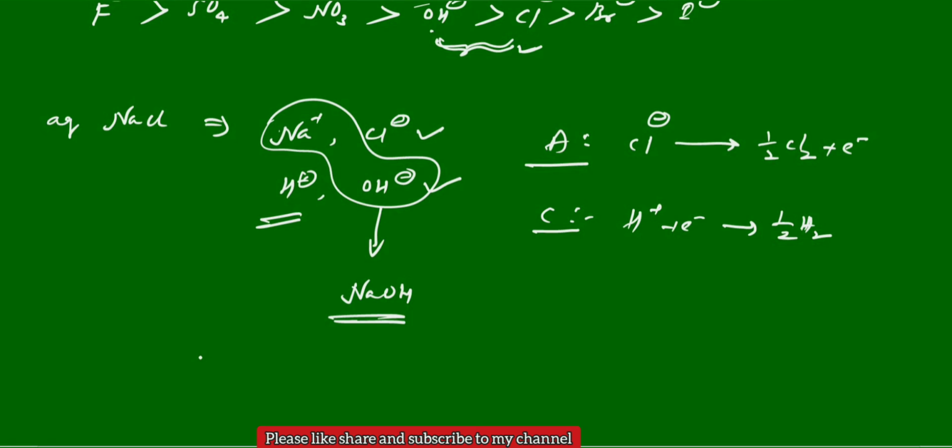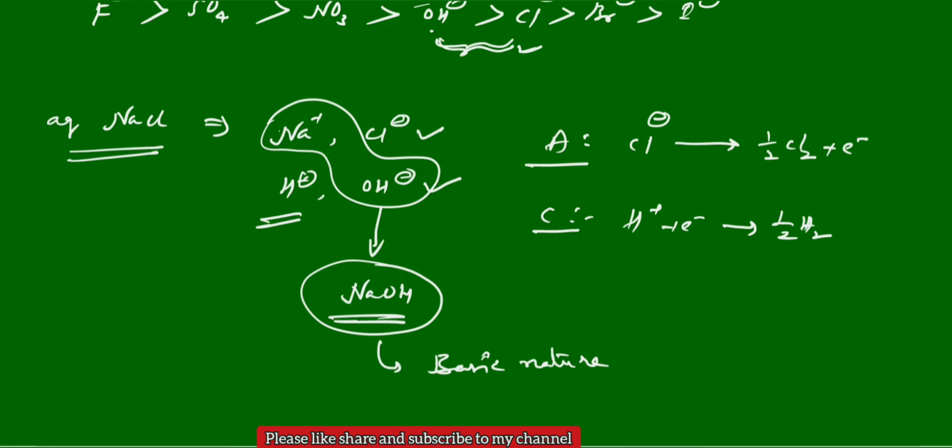Means what? After electrolysis of aqueous NaCl, the resultant solution will become basic in nature. This is also very, very important. Initially we have NaCl, completely neutral, but after electrolysis you will get a basic solution. Means the pH of the solution will increase. So this is also a very, very important point. After electrolysis, the solution becomes basic and its pH value will increase.